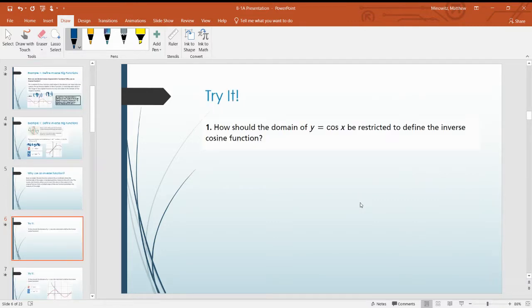Okay, we're going to look at how we should restrict cosine of x. If we want to write the inverse cosine, what is the domain there? Think of a part of the function where it's always increasing or always decreasing. Think about what you think the domain of the inverse cosine function would be.